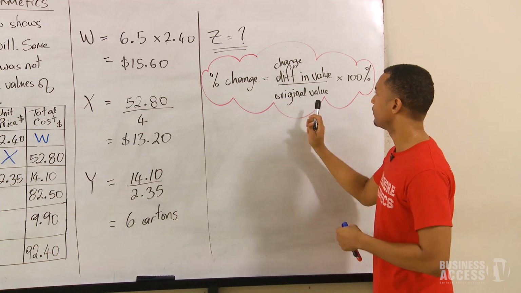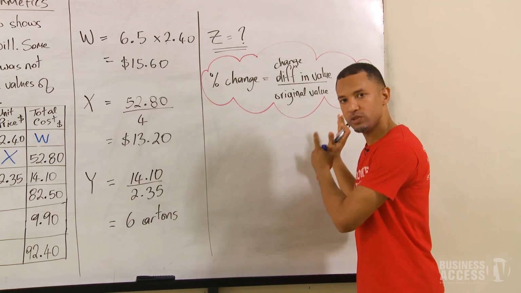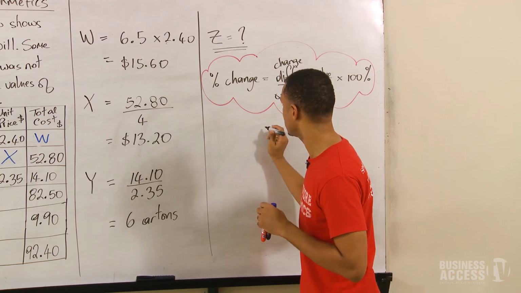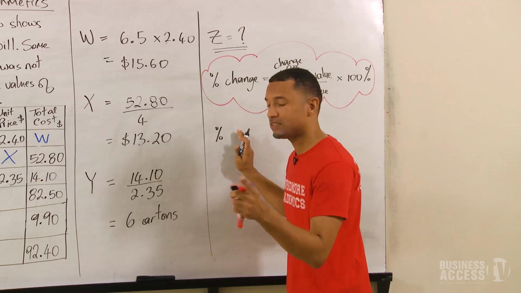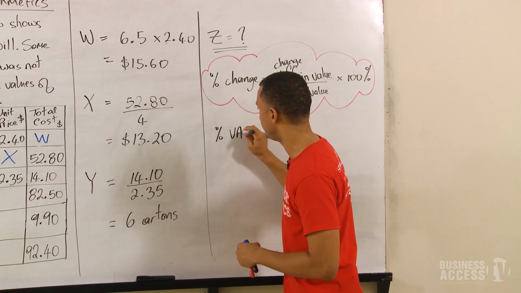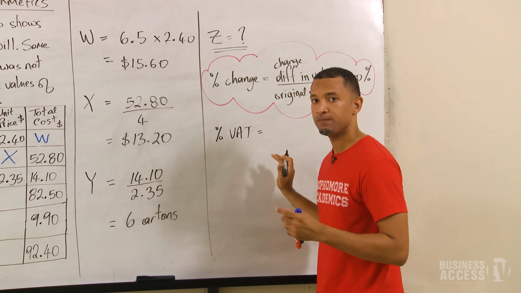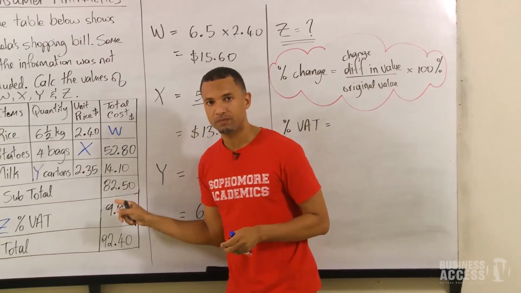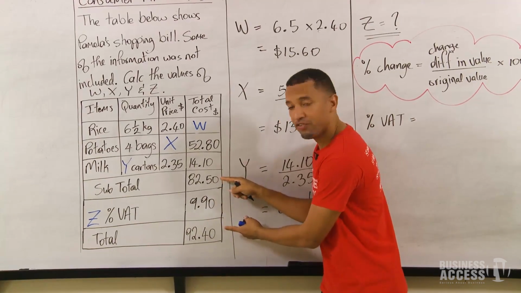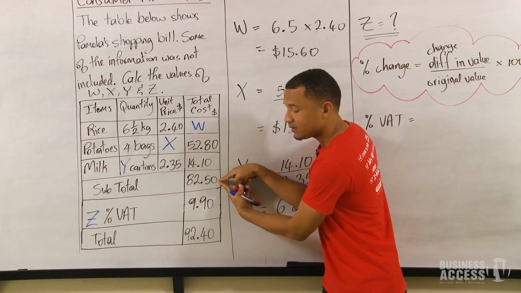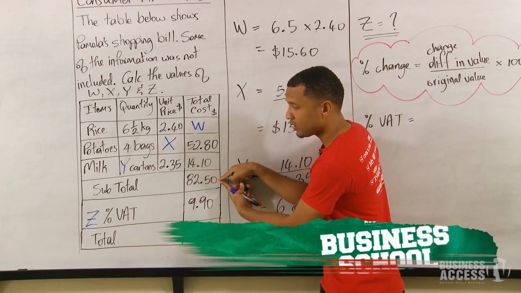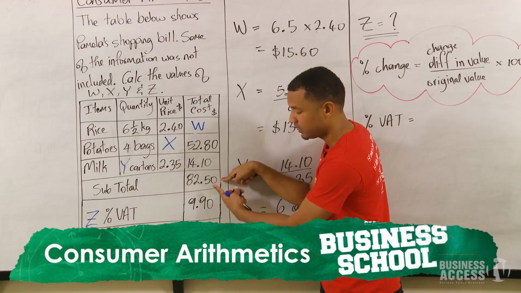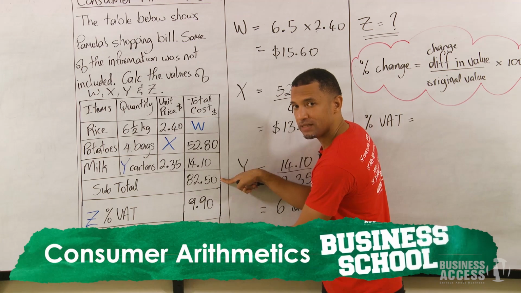All right, so let's go ahead. Let's use this formula for this question. You notice I'm emphasizing this. So in this case, it's percentage tax or percentage VAT that they're asking us for. So it's going to be the difference in value. Now let's look at the bill. What is the difference in value? Her total cost, or her subtotal, is $82.50 before tax. It is $92.40 after tax.